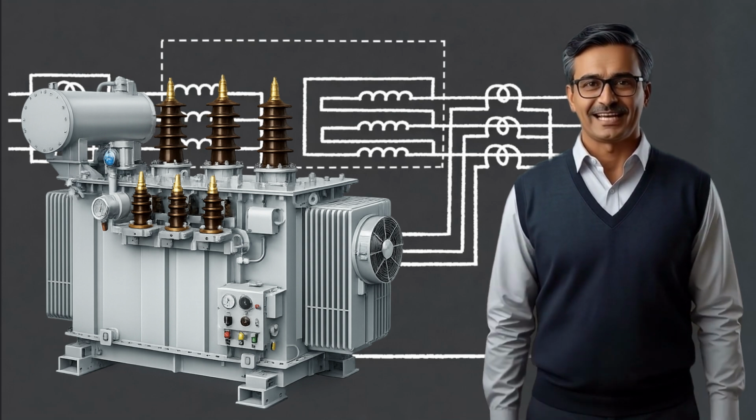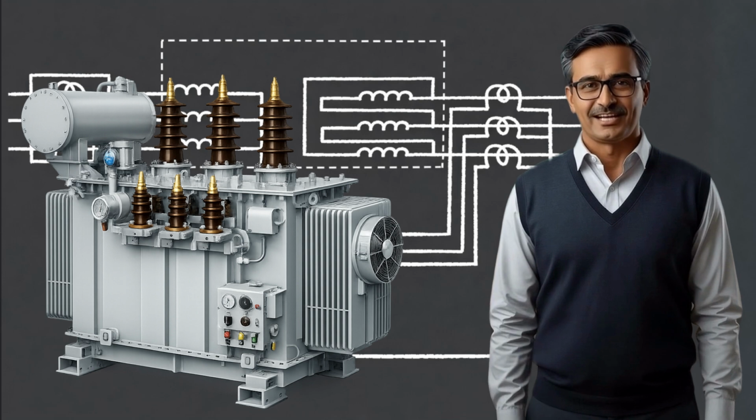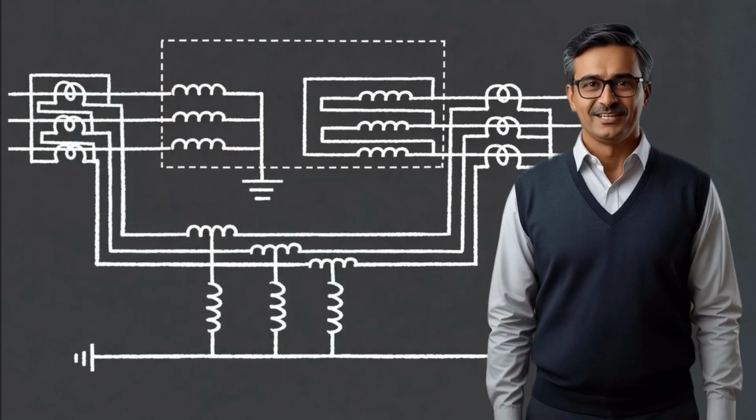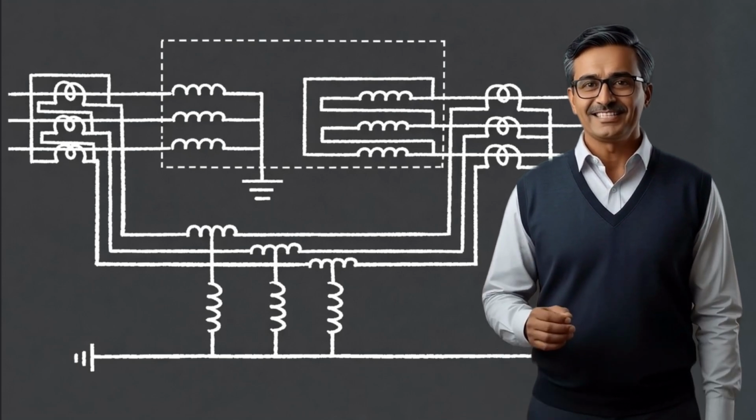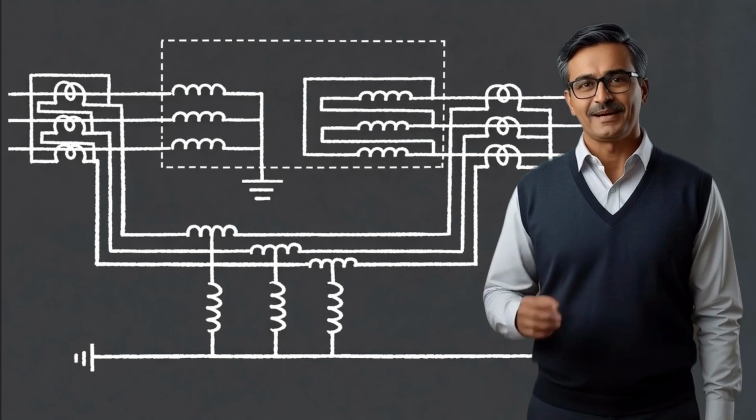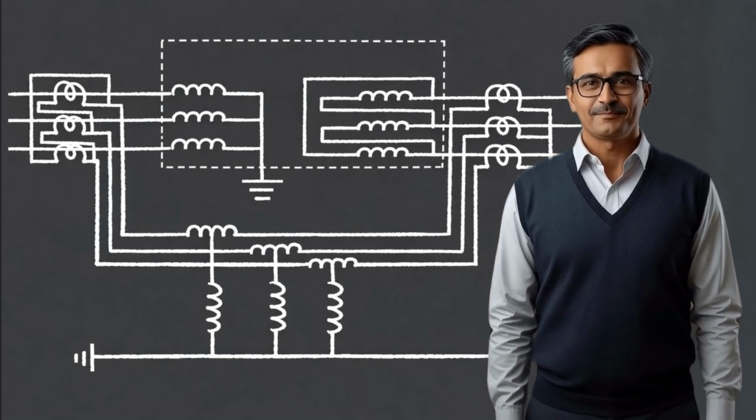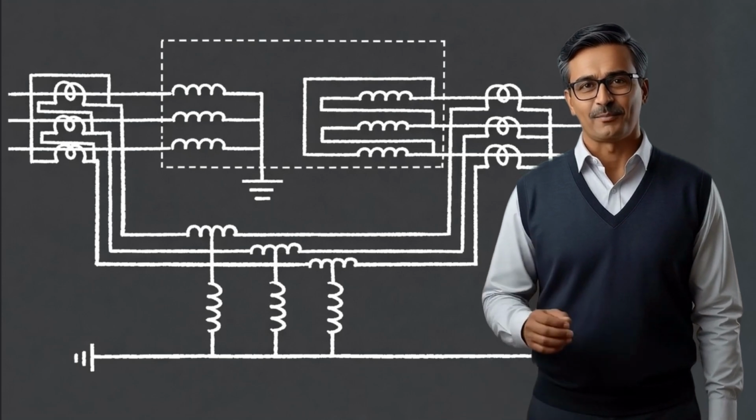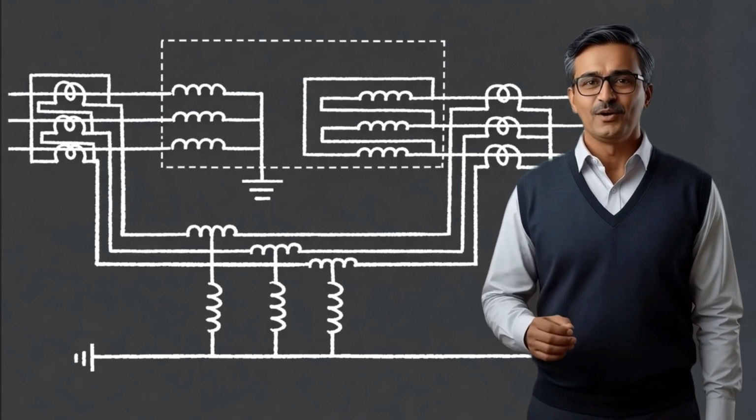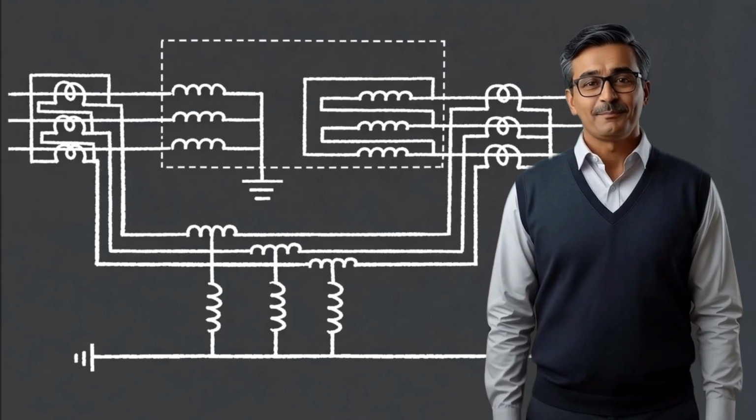Although Buchholz relays are used for internal fault detection in large power transformers, differential relays are faster and more sensitive. They trip both HV and LV sides instantaneously, preventing severe transformer damage. In simple terms, transformer differential protection trips the transformer when an internal fault causes current imbalance between the primary and secondary sides.